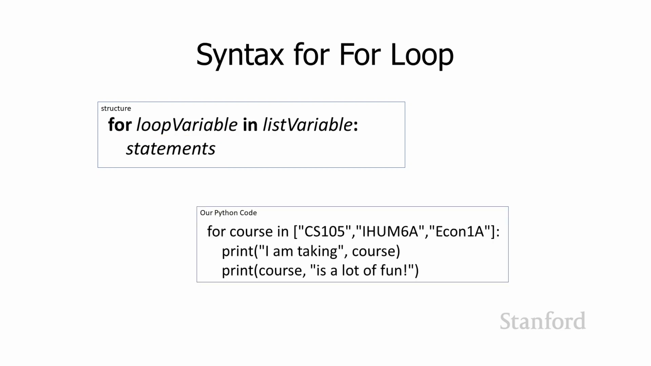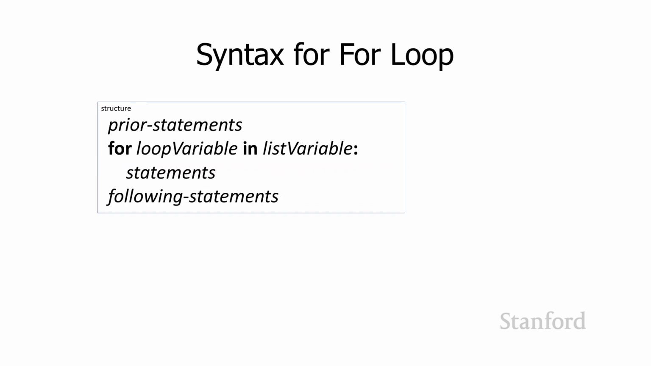I do want to mention that it is possible to have more than one statement. So here I'm printing out two statements. I'm printing out I am taking, and then I print the course name, and I'm also printing the course is a lot of fun. It's also possible to have statements both before and after the for loop. So if you have statements before the for loop, those will get done once before we enter the loop. And if you've got statements after the for loop, those will get done once after we finish the for loop.